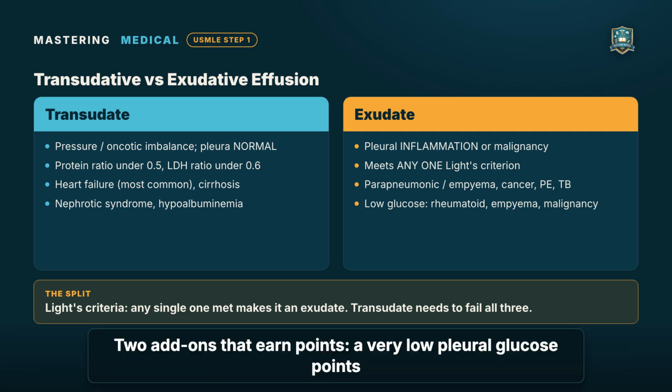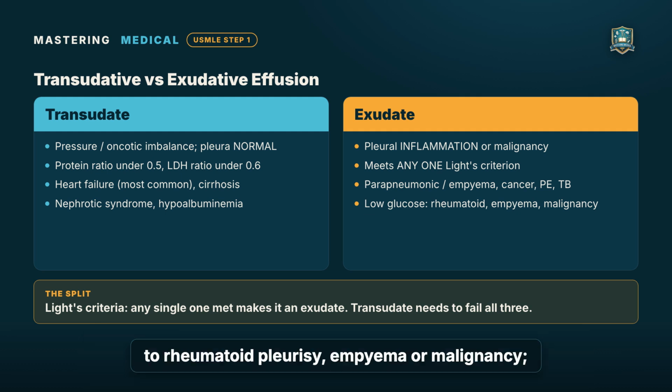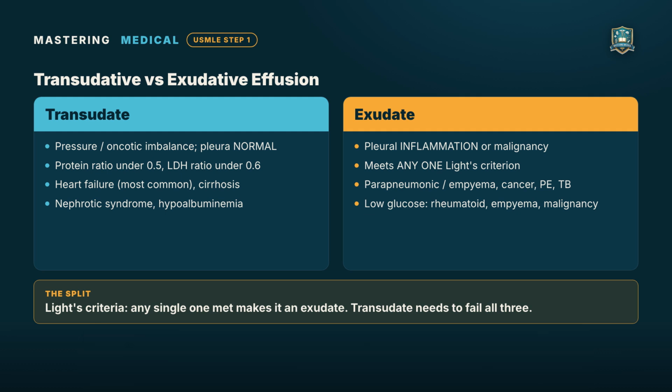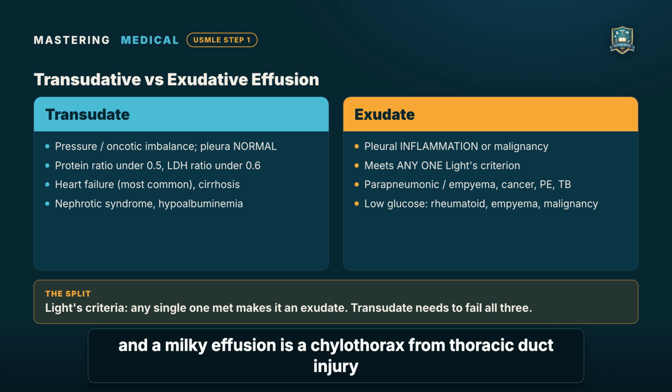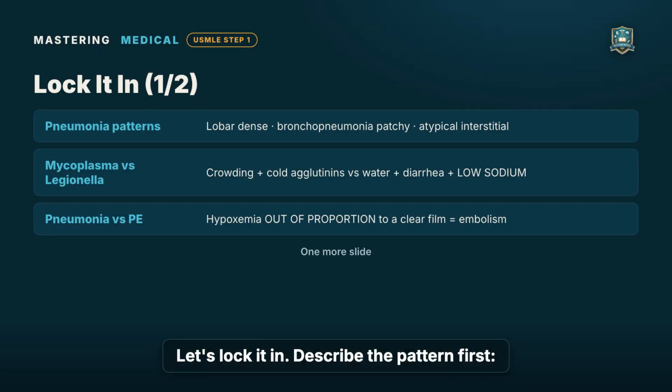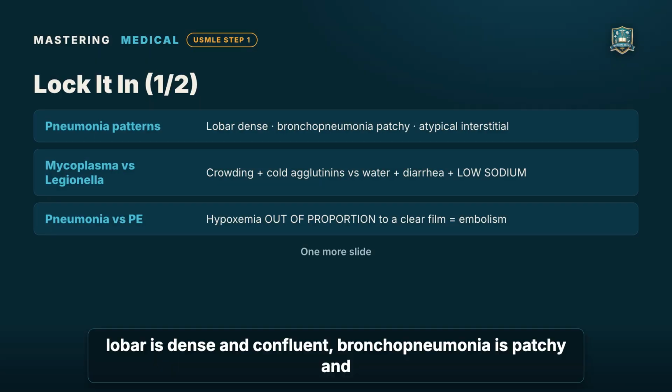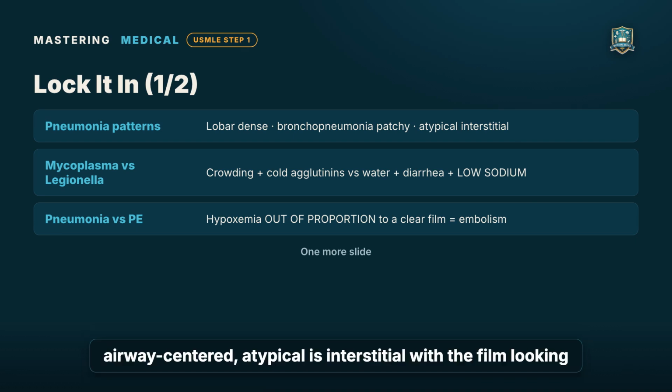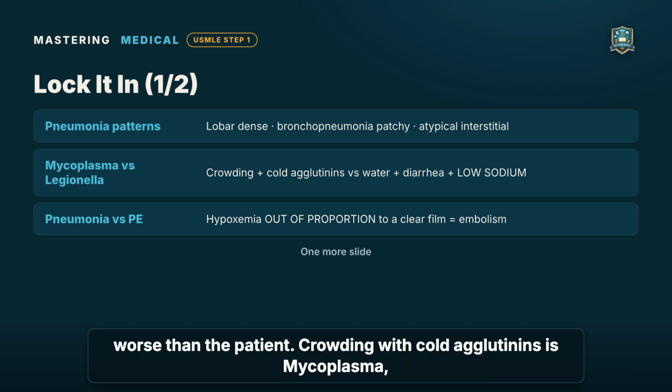Two add-ons that earn points. A very low pleural glucose points to rheumatoid pleurisy, empyema, or malignancy. And a milky effusion is a chylothorax from thoracic duct injury or lymphoma. Let's lock it in. Describe the pattern first. Lobar is dense and confluent. Bronchopneumonia is patchy and airway-centered. Atypical is interstitial with the film looking worse than the patient.